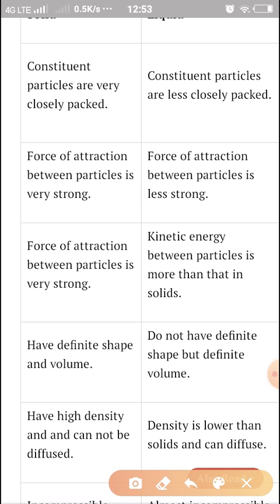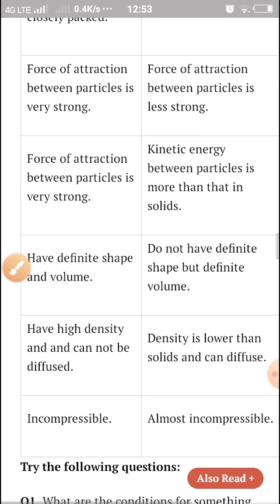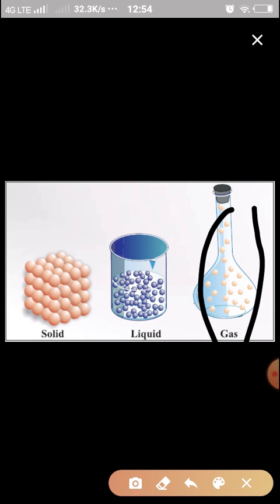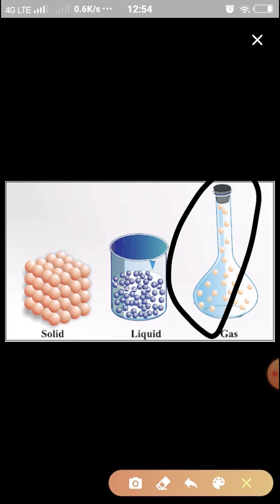Gases do not have shape and volume, but they have mass. Sorry, they have mass but they don't have shape and volume. And the gaseous state or gases can diffuse, right? These are compressible. Gases are compressible.